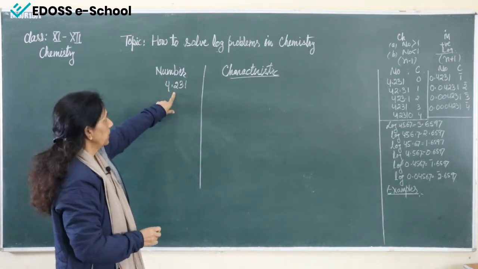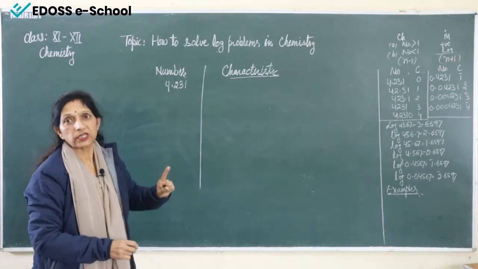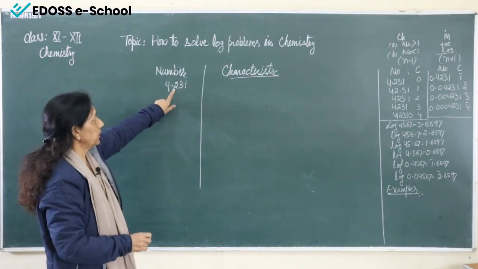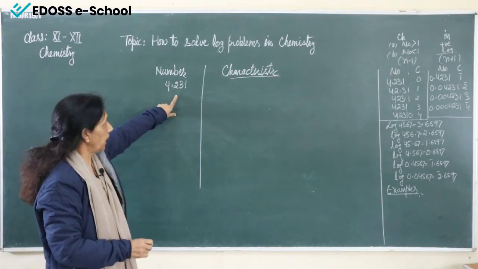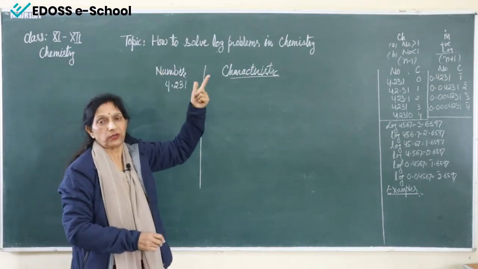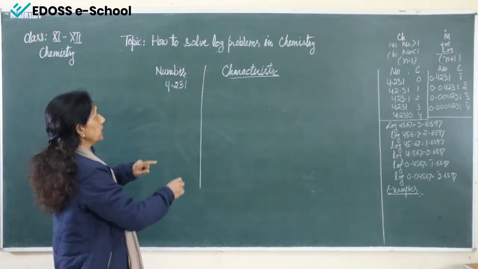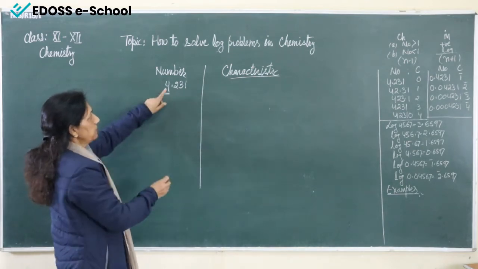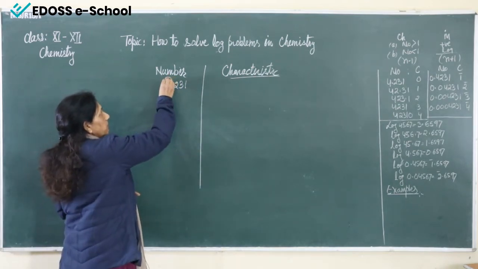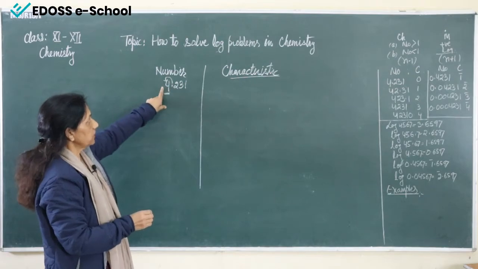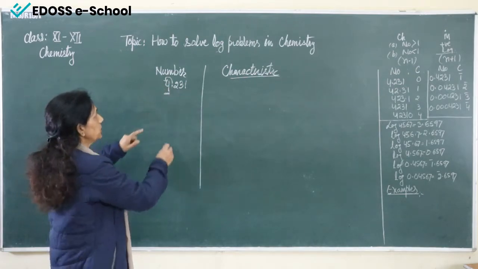Because this number is greater than 1, we will apply the first rule, that means n minus 1. So what is n? N means the number which is coming before the decimal. So this is n.